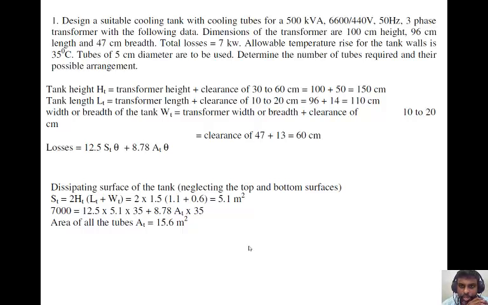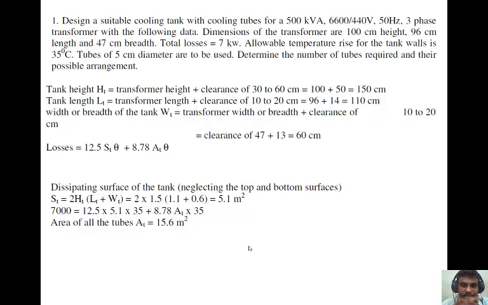Total losses is going to be 7 kilowatt. Allowable temperature rise for the tank walls is 35 degrees Celsius, that is theta. Tubes of 5 centimeter diameter are to be used. That is, each tube is going to be 5 centimeter. Determine the number of tubes required and their possible arrangement.